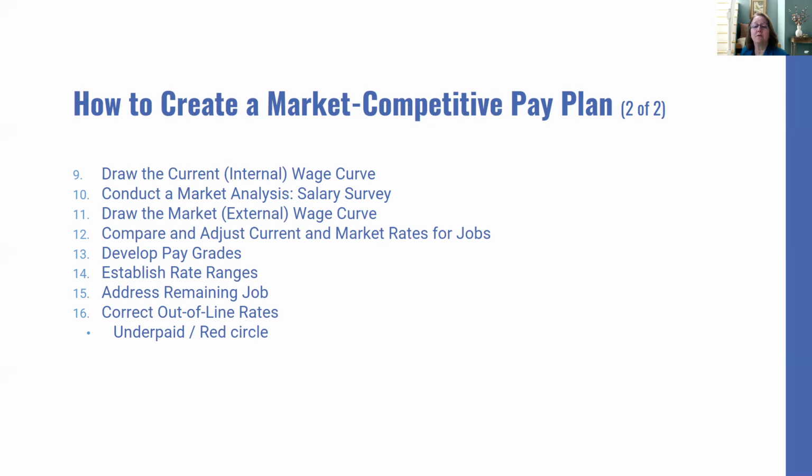And we must decide whether to adjust the current pay rates for our jobs, and if so, how. Step 13, develop pay grades. Employers typically group similar jobs in terms of points into grades for pay purposes. Then, instead of having to deal with hundreds of job rates, you might only have to focus on, say, pay rates for 10 or 12 pay grades. A pay grade is composed of jobs of approximately equal difficulty or importance as determined by job evaluation.